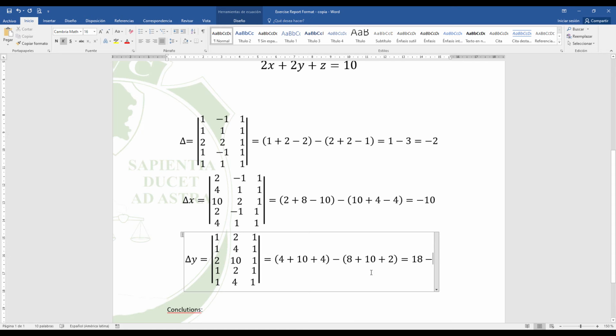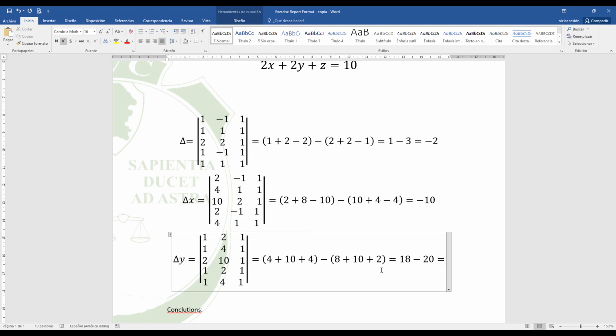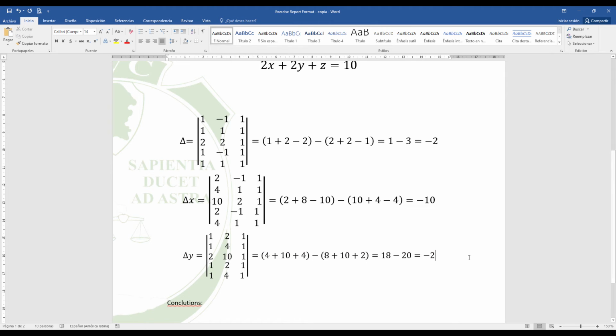less 20 equals minus 2. So maybe you need to reduce a little.